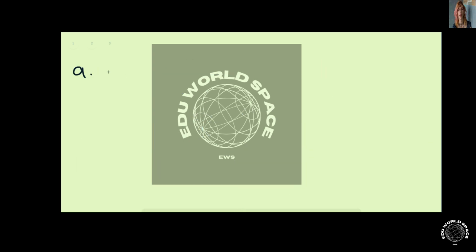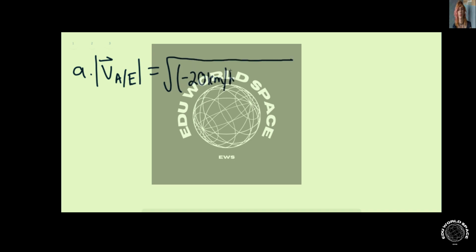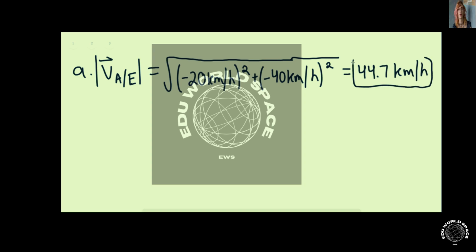So for part A, the magnitude of the velocity vector of the air relative to the Earth would be the square root of negative 20 kilometers per hour quantity squared plus negative 40 kilometers per hour quantity squared. This is giving us 44.7 kilometers per hour. This would be the final answer for part A in terms of the magnitude.